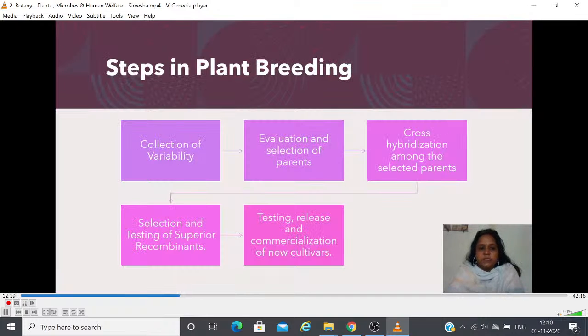Coming to the steps in plant breeding, there are 5 steps which should be followed for plant breeding. First one is the collection of variability. Second, evaluation and selection of parents. Third one, cross hybridization among the selected parents. And fourth one is the selection and testing of superior recombinants. And fifth one is the testing, release and commercialization of new cultivars. So all these steps we are going to learn in detail now.